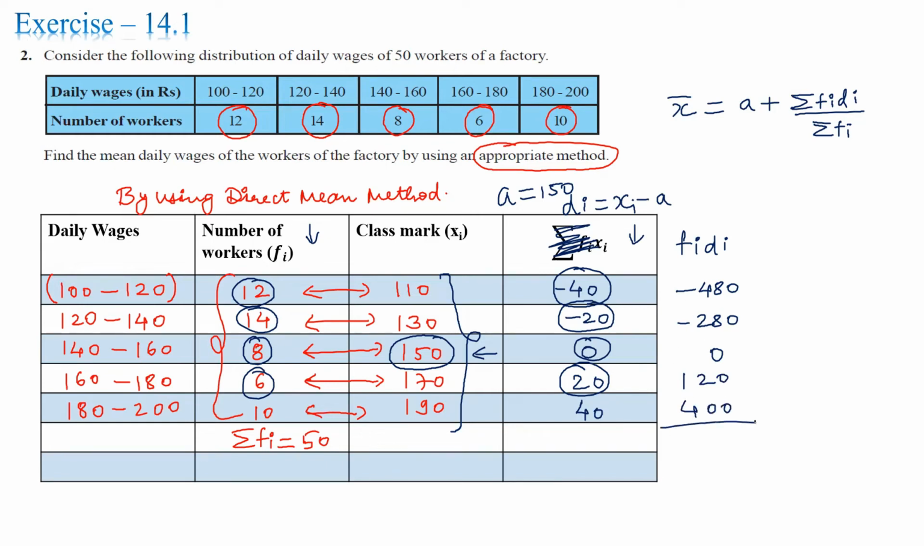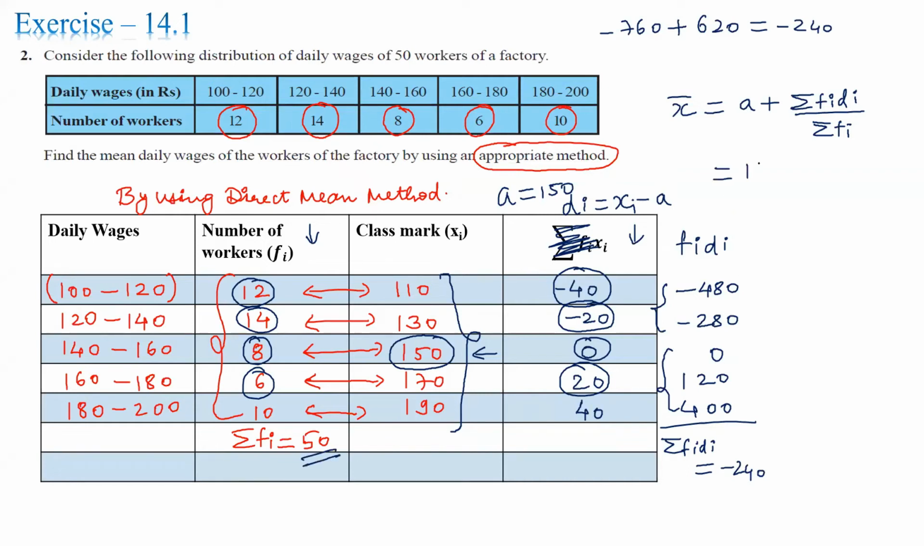Now do the addition of all these values. We want summation of Fi di. First do the addition of these, because they have minus signs. Then do the addition of those with plus signs. And then find the final answer. So this will become minus 480 minus 280, which is minus 760, and in plus we have 520. So what is the net result? It is minus 240. Okay. So our summation of Fi di is minus 240.